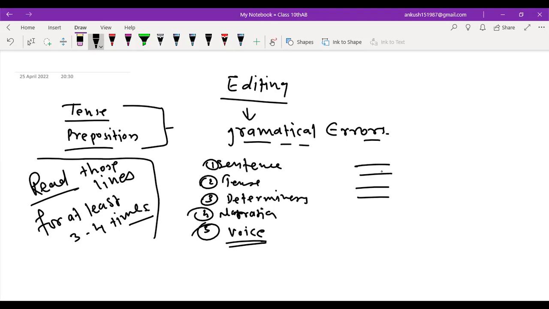Sometimes they ask questions on articles, prepositions, and most of the time tenses. Why are these asked? They are asked to check whether the student has understood the grammar portion or not. For checking this, the question editing and correction is given. Parts of speech are also very important factors.